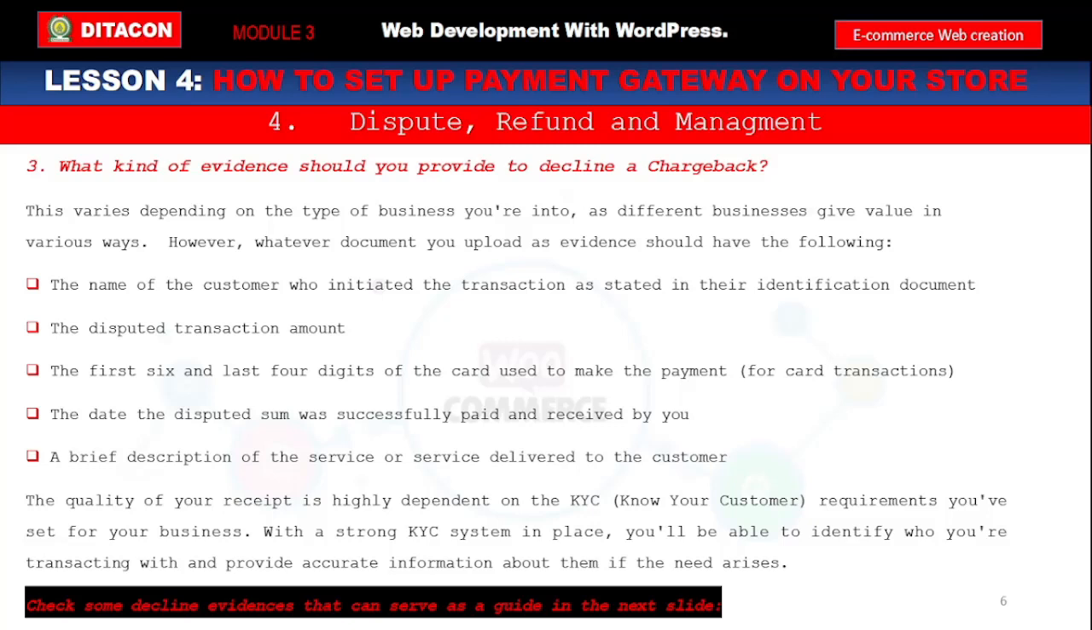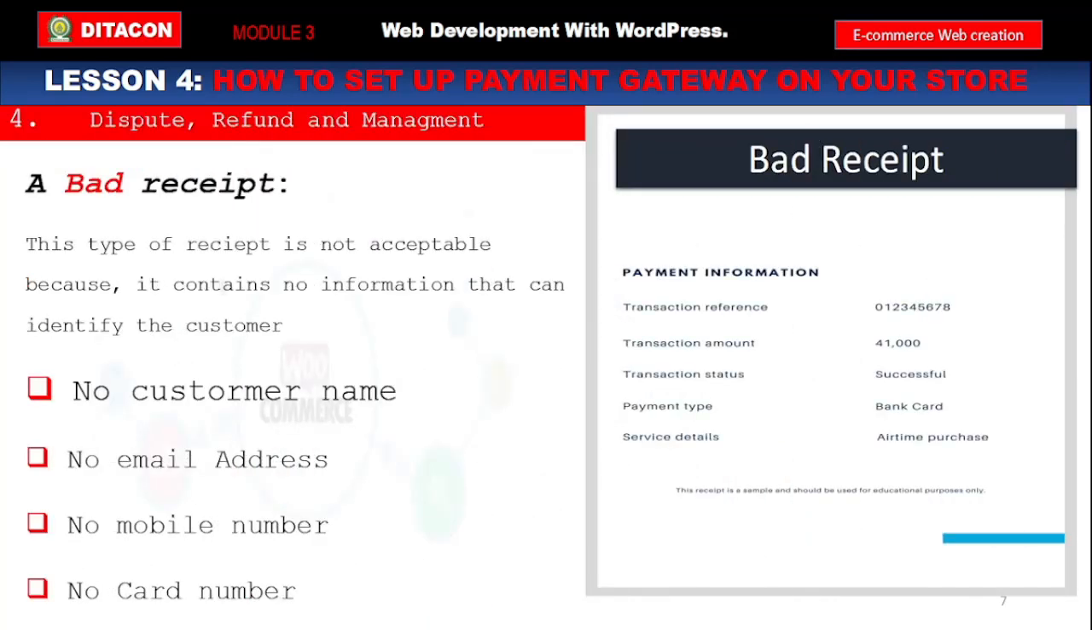So I present some samples here. Let's switch over to see it. You can see this receipt, I name it a bad receipt, though I tried to get all this information directly from Paystack so that we can guide you rightly. You can see the payment information, transaction reference. This is the reference. Transaction amount 41,000. Transaction status successful. Payment type, bank card. Service detail, airtime purchase. The person purchased airtime.